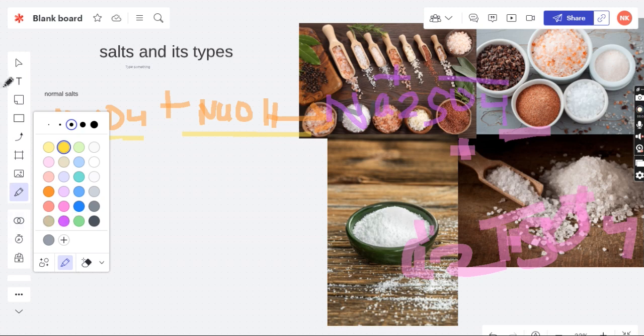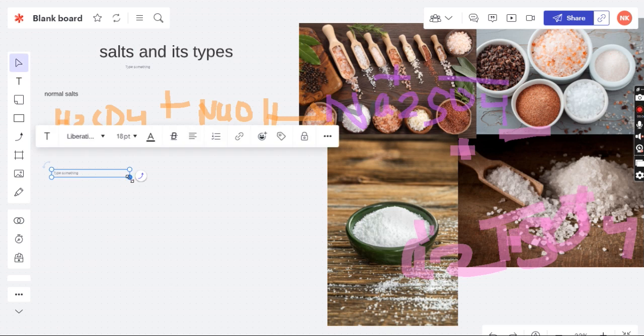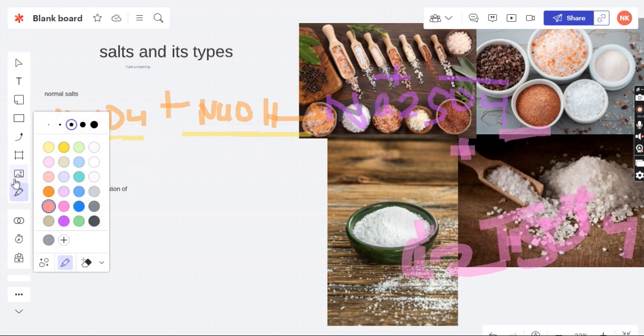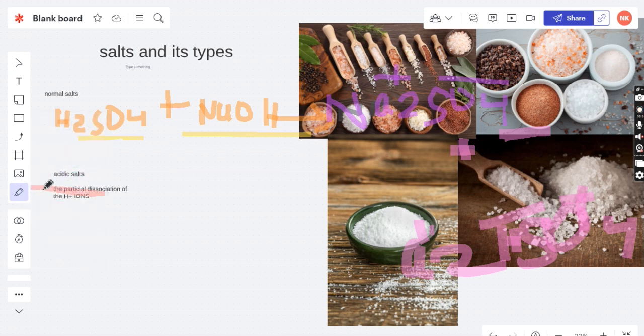But what if we talk about the acidic salt? Let's discuss the acidic salt here. The important thing you need to be concerned about in an acidic salt is that there is a partial dissociation of the H+ ion. We have the partial dissociation of the H+ ions, which means they are not completely present in the solution.